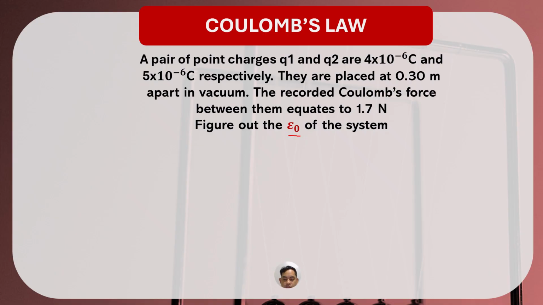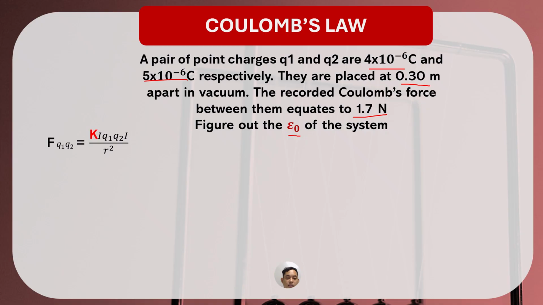Okay. Once we calculate epsilon naught, what does it mean? In our problem, we have the values of our charges here. Both are positive charges, so they are going to be repelling. And the Coulomb's force, as they repel, is equivalent to 1.7 newtons. And the distance between these two charges is 0.30 meters.